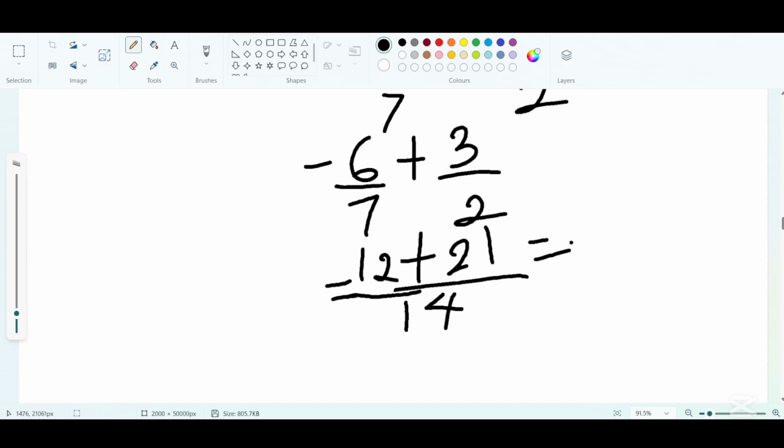So minus 12 plus 21, that's going to be what? That is going to be 9, right? So that's going to be 9, all over 14. 9 all over 14. So that is minus 12 plus 21, that's going to be plus 9. So this is going to be the final answer of this expression.